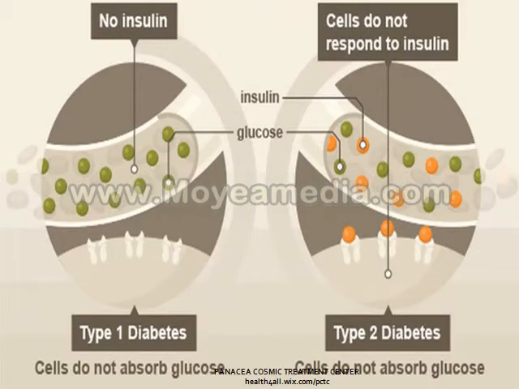In type 1 diabetes, the body cannot make insulin. It occurs more often in children and in young adults. People with type 1 diabetes must inject insulin to control their blood sugar. This is an autoimmune reaction because the body is attacking itself.